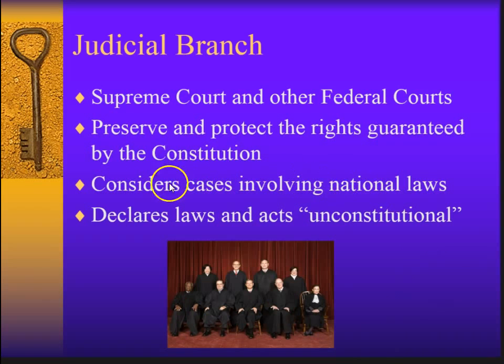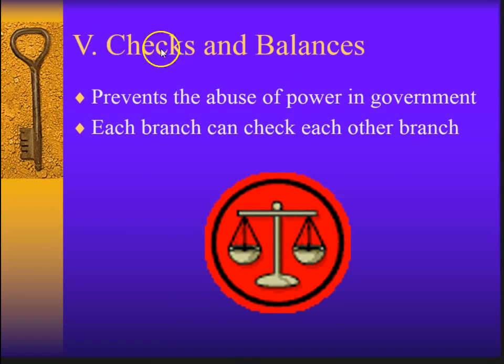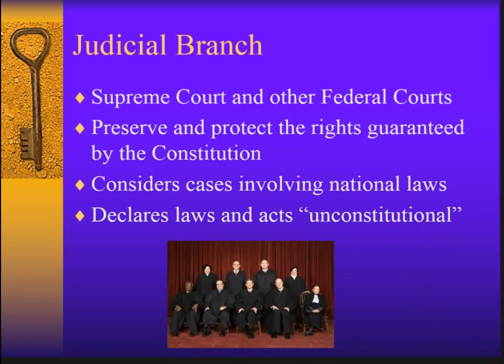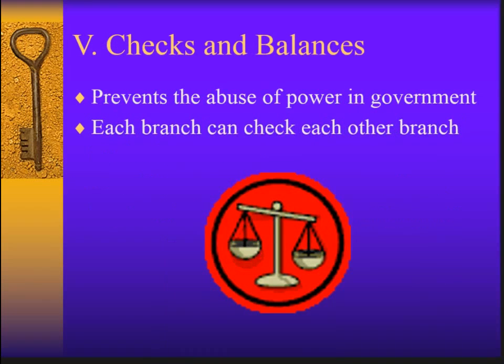They can only consider cases involving national laws, but they can then consider state laws when the establishment of that state law would conflict with a national law. So the 5th one is checks and balances. I'm going to hurry up here. It prevents the abuse of power in government. Each branch can check the power of every other branch.